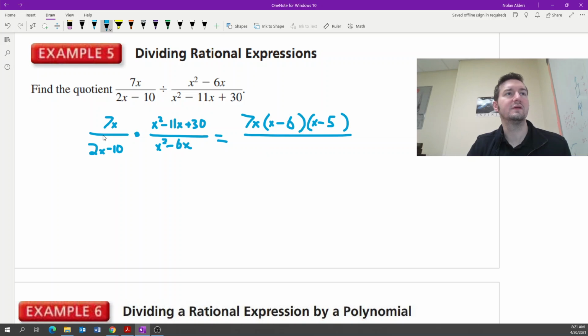I guess let's do that first. For this first one, we could take a 2 out. So we'll have 2x minus 5. And then let's factor this as well. We can bring out an x, it looks like. So we'll have just x minus 6. And then look at what you can cancel. You can cancel this x right here with this x, x minus 6, and x minus 5. So all you're left with is just 7 over 2. And that's it.